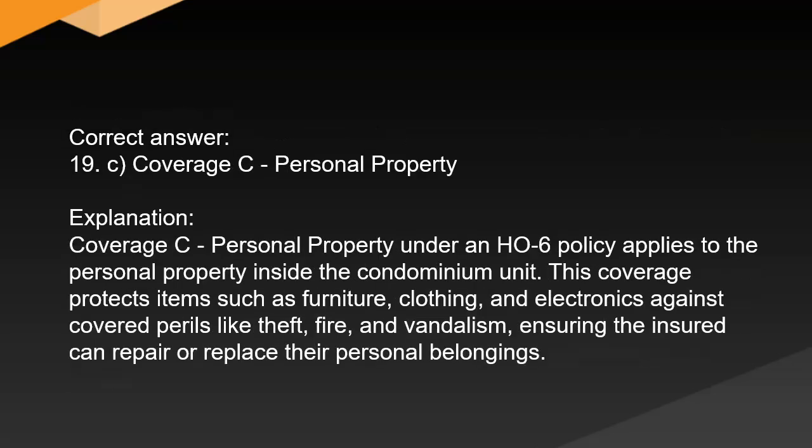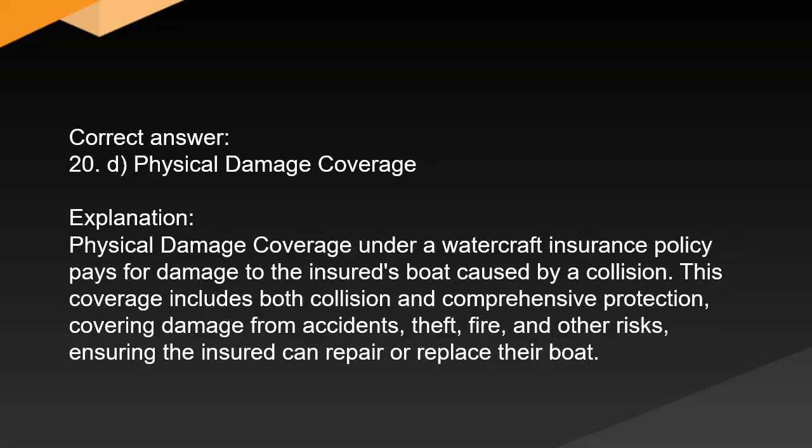Correct answer. C. Coverage C. Personal property. Explanation. Coverage C. Personal property under a HO-6 policy applies to the personal property inside the condominium unit. This coverage protects items such as furniture, clothing, and electronics against covered perils like theft, fire, and vandalism, ensuring the insured can repair or replace their personal belongings.